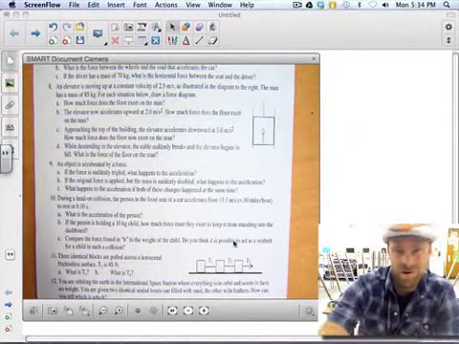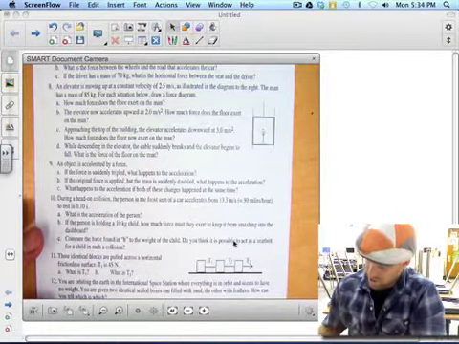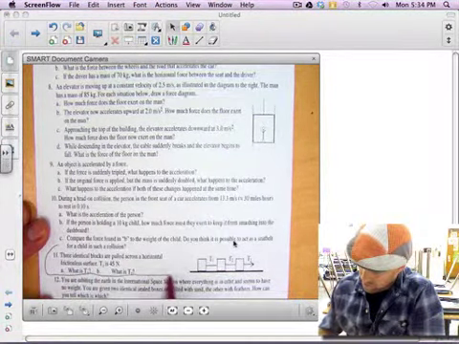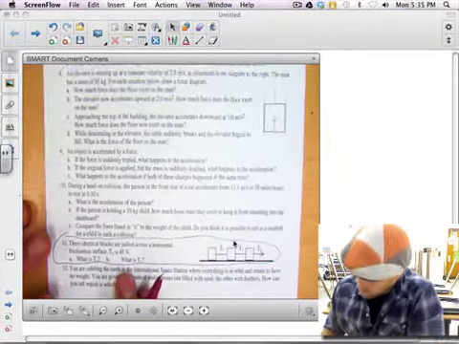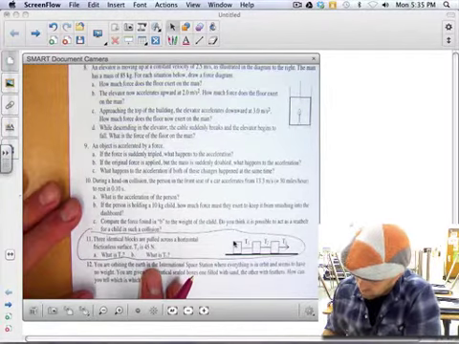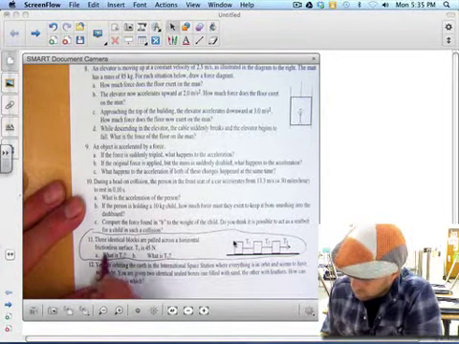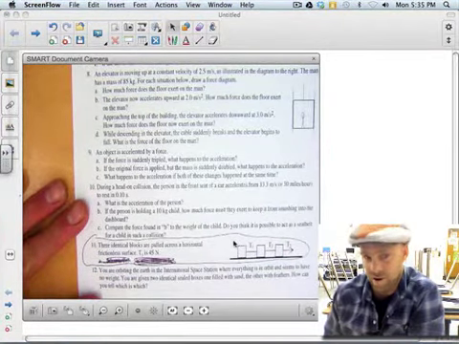Hello. So I wanted to show you this problem right here. It says three identical blocks are pulled across a horizontal frictionless surface, and T3 is 45 newtons. And I'm going to cross out the question, and I'm just going to find out what I can find out.